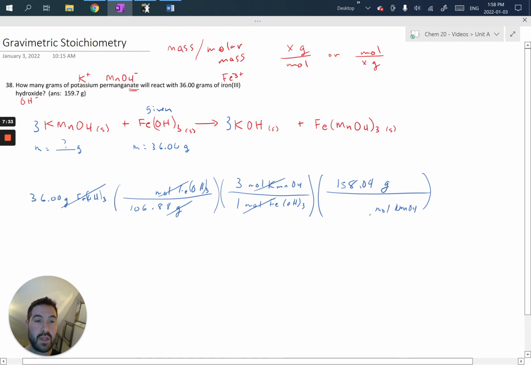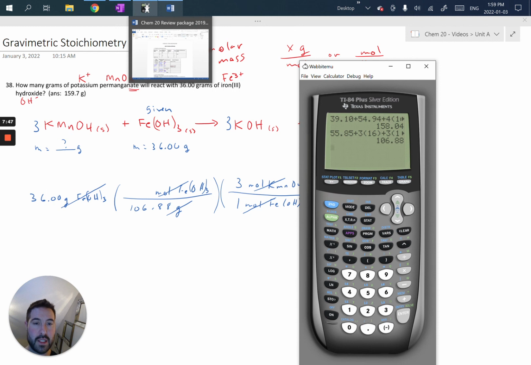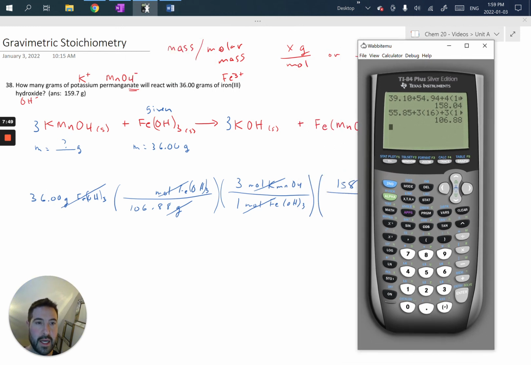And so my moles of KMnO4 are gone. Now I've ended up with grams, and I can put my KMnO4 in there. That's the unit that I've ended up with. So let's do the math and see how everything worked out for us here. We're going to take our 36.00 grams and multiply that by 1 over 106.88. Then we're going to multiply that by 3 over 1.